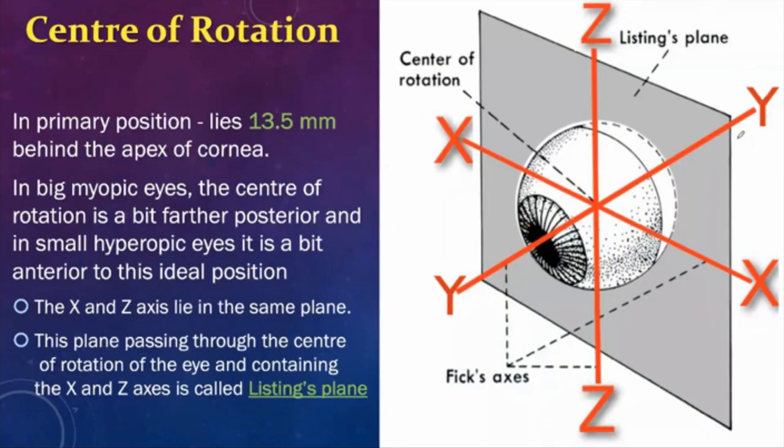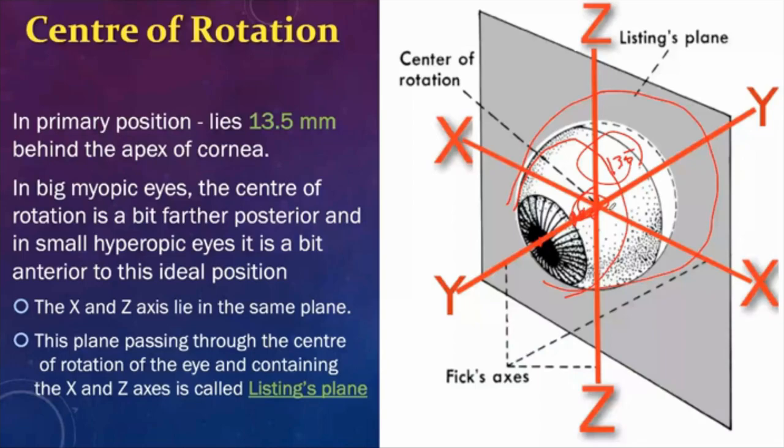Let's know some information about the center of rotation. The center of rotation is located about 13.5 millimeter behind the apex of the cornea. But this location is not fixed, because if the eye is more myopic or larger, then the center of rotation will be more posterior. And if the eye is smaller or more hypermetropic, then the center of rotation would be more anterior.